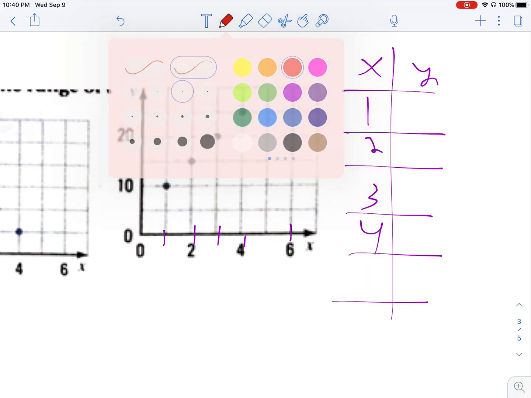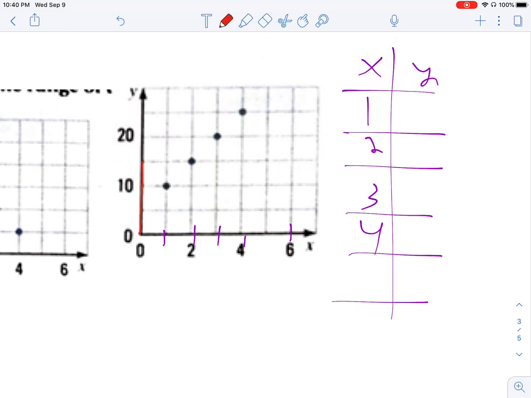The y values are increasing by 5s, right? Each block is 5 units, right? From here to here is 5. From here to here is 10, 15, 20, 25, and 30. So when I have a value of 1, the output is 10. If I have the value of 2, the output is 15. If I put 3 into the function, I get 20 in return. If I put 4, I get 25.